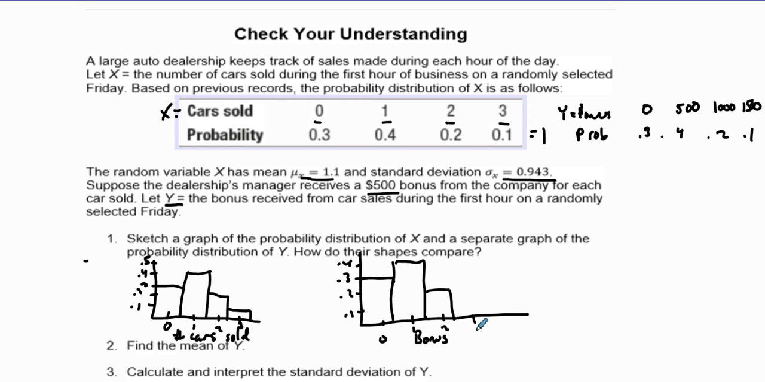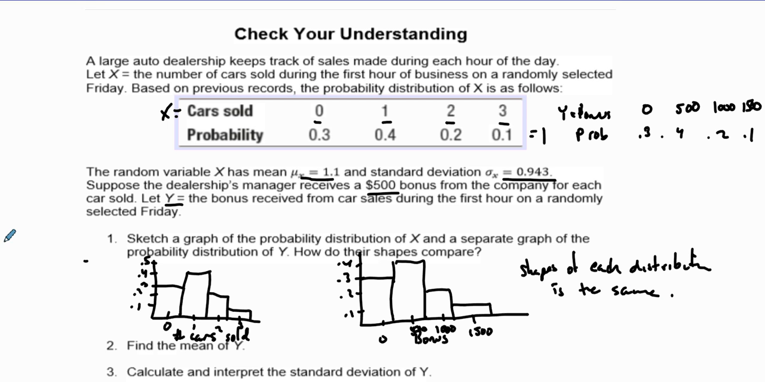And then we have the upside down 2, that would be 500. 500, and we have 1,000. And then right here, it's going to be 1,500. And that's going to be 0.1. And what do you notice about these different shapes? They appear to be the same. The shapes of each distribution is the same. And that's what we said before, and that kind of verifies it.